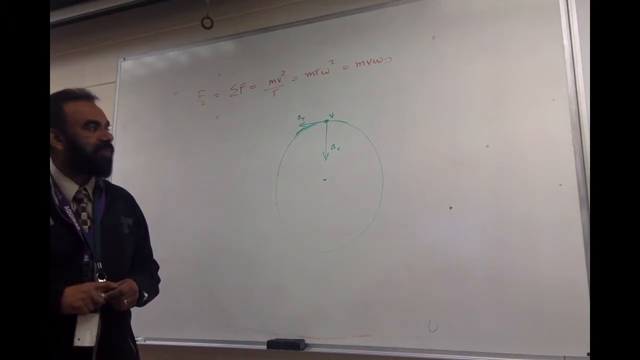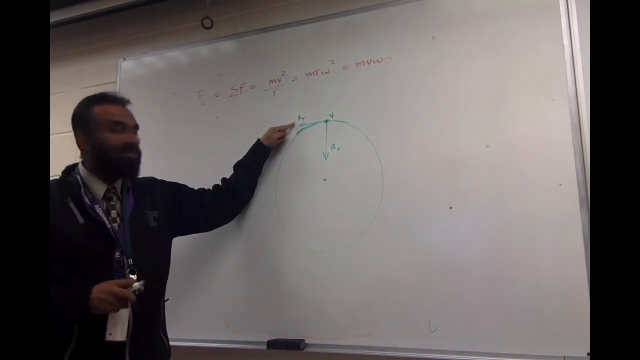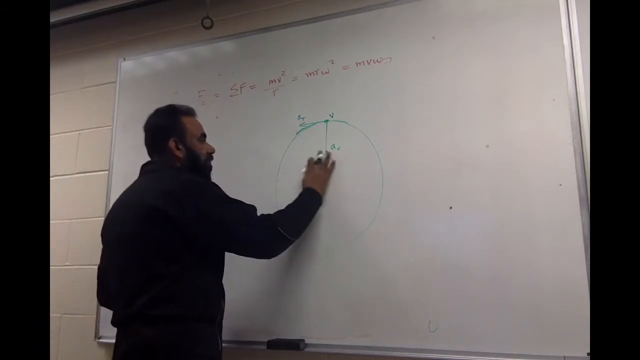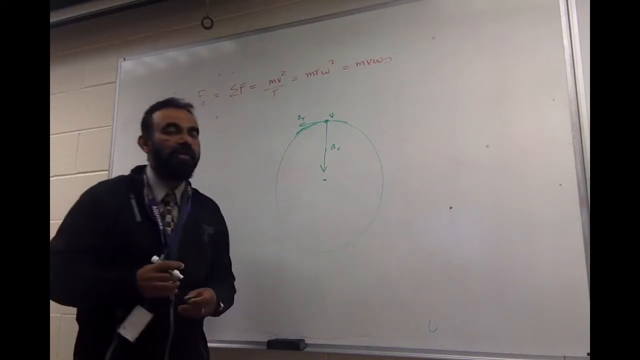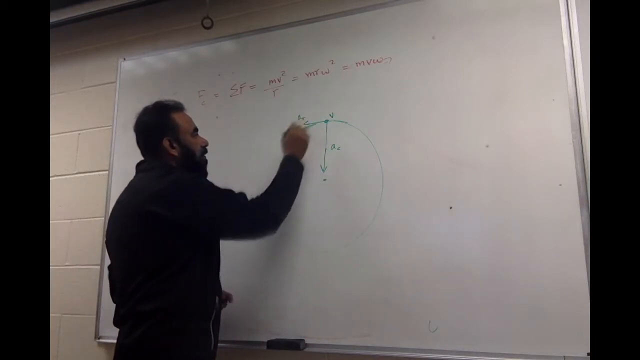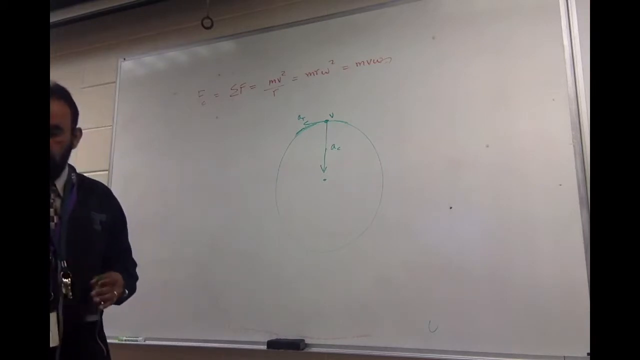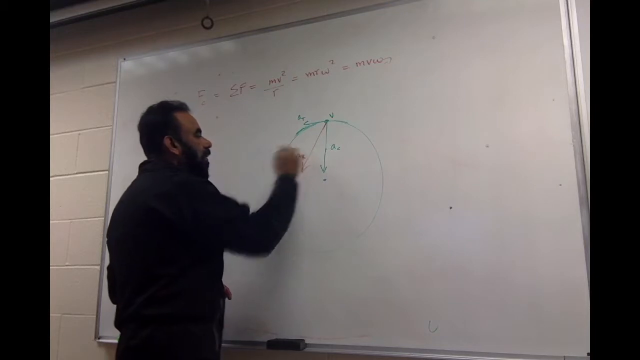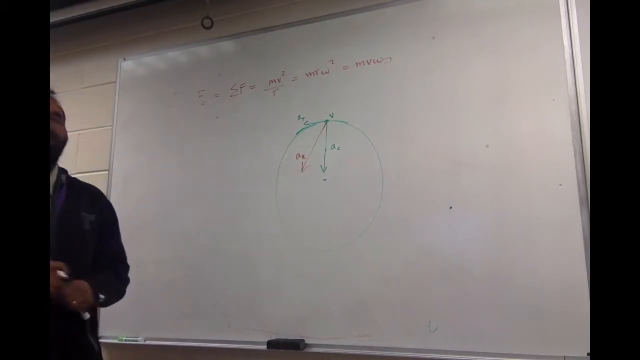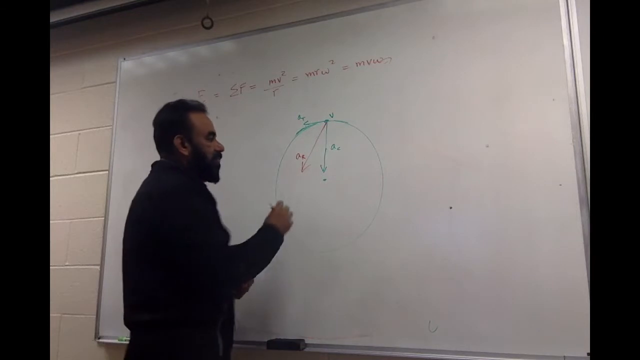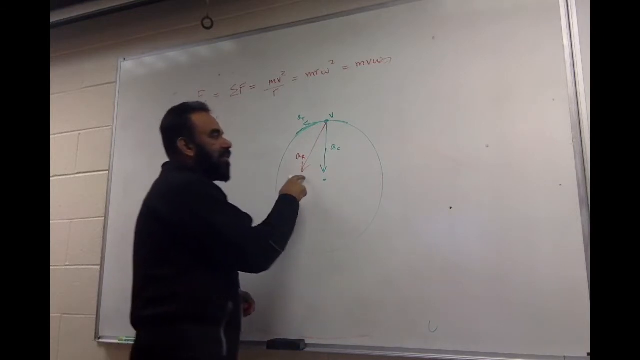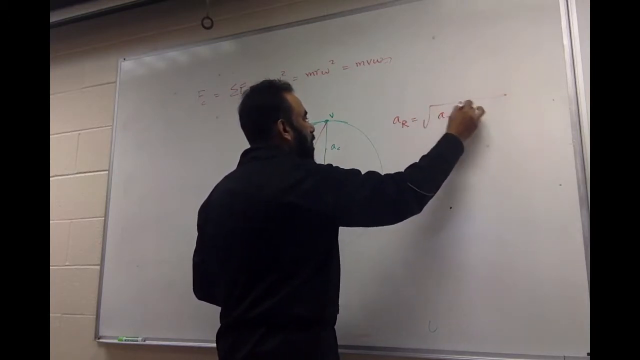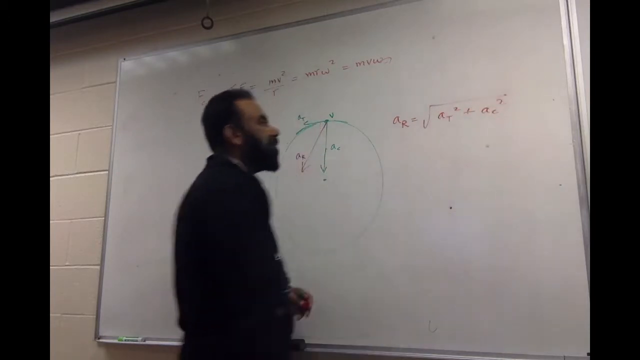So in a non-uniform circular motion, tangential acceleration and centripetal acceleration are supposed to be acting together. Which means the resultant acceleration is not going to be towards the center, it's going to be off center. AR is equal to square root of AT square plus AC square.